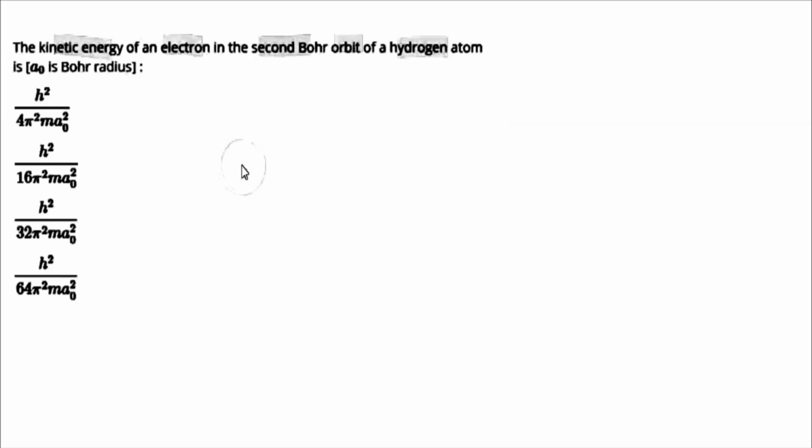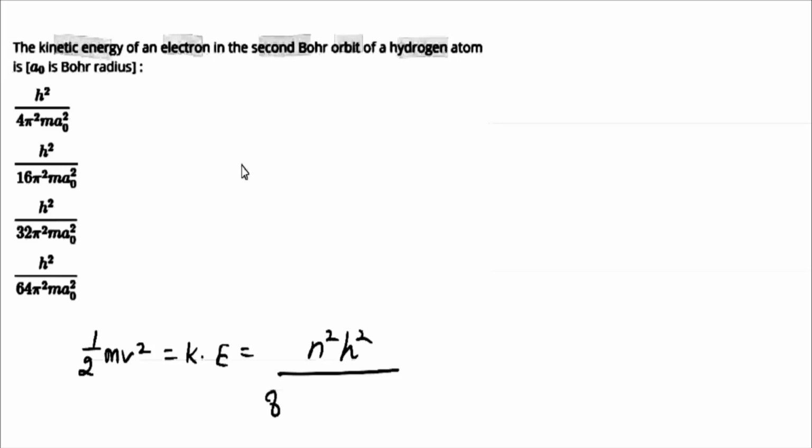First of all, we know that the expression for kinetic energy is half mv square. So this is our kinetic energy. According to Bohr's theory, the relation between kinetic energy and the principal quantum number is n square h square divided by 8 pi square m r square. Okay, this is the expression between kinetic energy and principal quantum number and radius. So this is a very important relation.